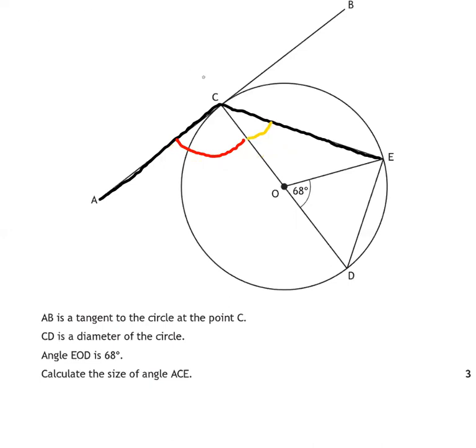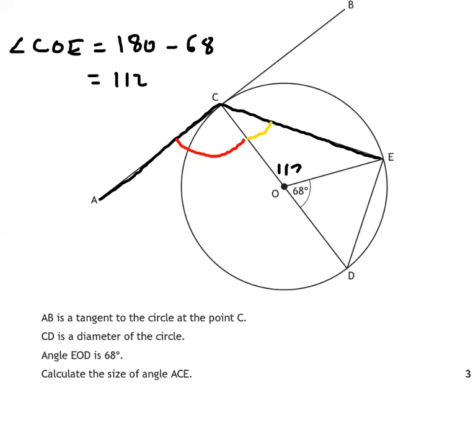So let's start by finding this angle over here. So we can see that this is a straight line, and we have 68 degrees for this part. So this would just be 180 minus 68. So angle COE, that's this angle over here, is 180 minus 68, and that would be 112 degrees.